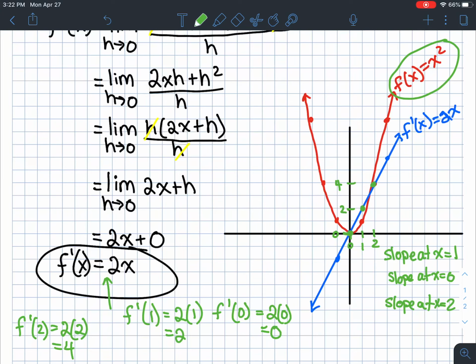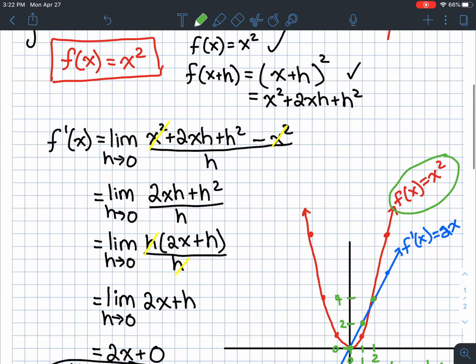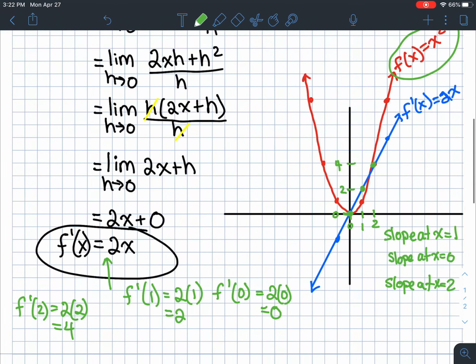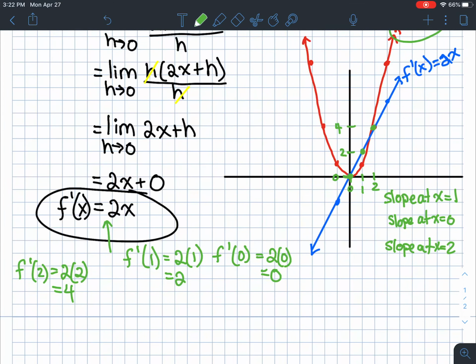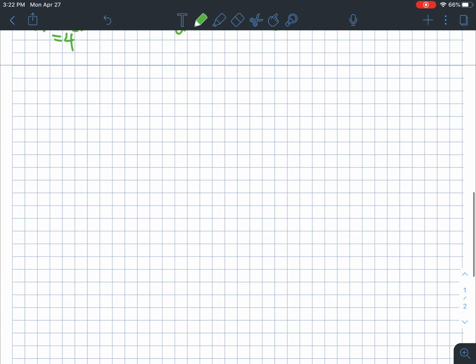Okay, so that's what derivatives are. They just help you find the slope at any point on your original function. So we started with our original graph of x squared, our original function, and we found that the derivative of that original function is 2x. So for a quadratic, the derivative became a linear function. Okay, let's try another one.